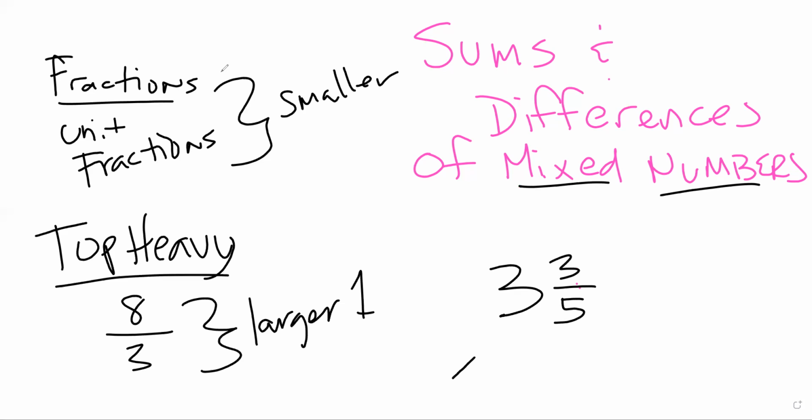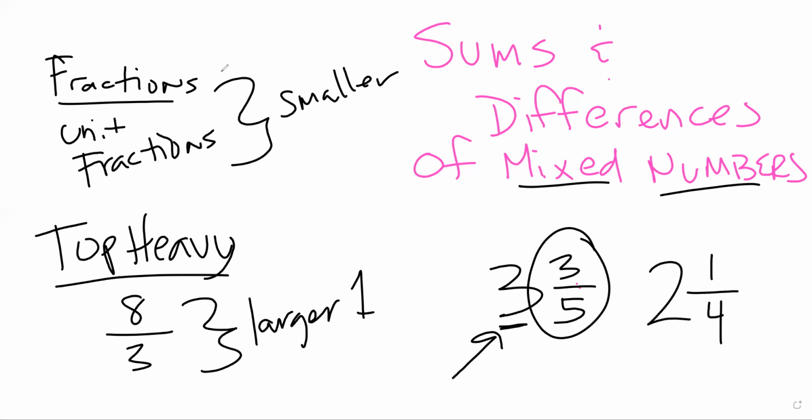So this, for example, would be 3 wholes and 3/5. So 3 3/5, or 3 and then 3 out of 5. That's a lot of threes. Let's do another example. Here you go. So this would be 2 wholes and 1/4. So 2 and 1/4.